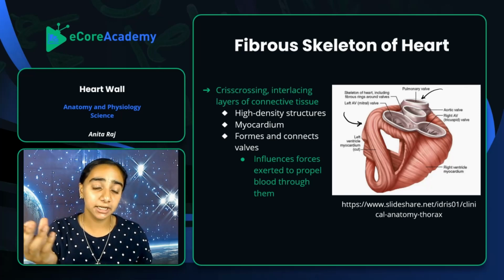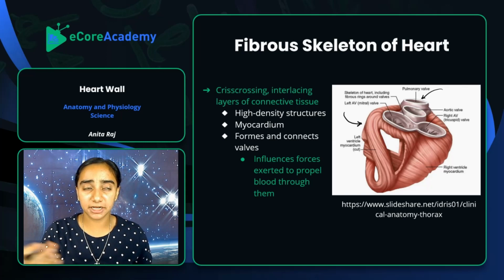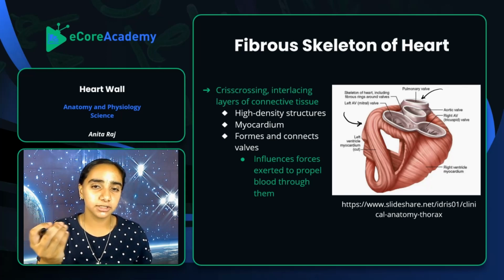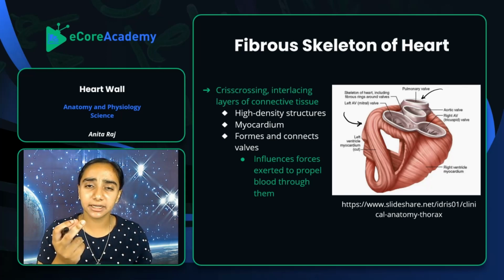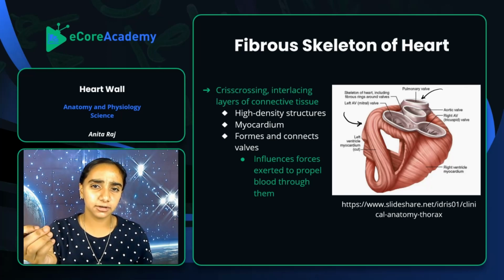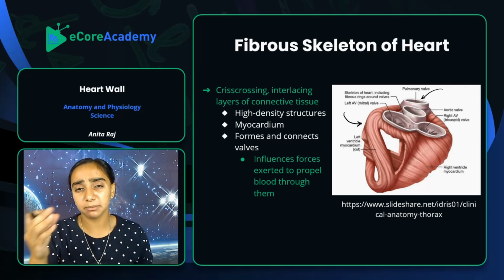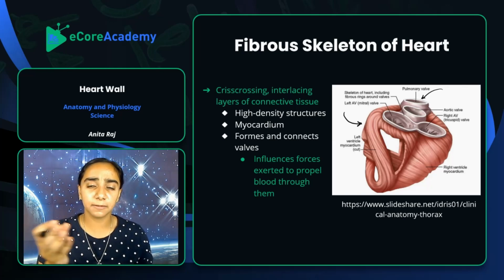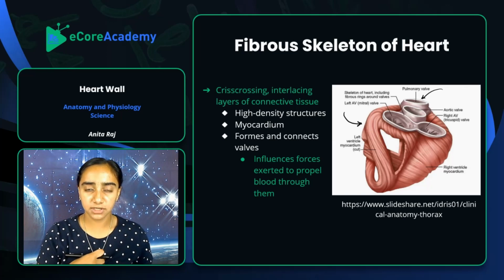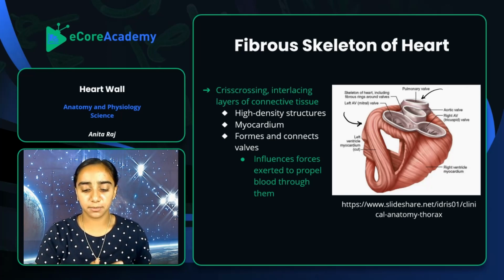So if you ever eat chicken, right, and you see those pieces of cartilage and things like that, and when you're eating it, you might be like, oh, this tastes like bone. Well, even though it's not bone, valves are a lot like that, if that makes sense. They need to be pretty rigorous and tough because they need to have a definite shape for when blood passes through them. So your fibrous skeleton is going to form and connect your valves. Your fibrous skeleton also makes up your interatrial and interventricular septum that we discussed on the last slide. And it influences forces exerted to propel blood through them.